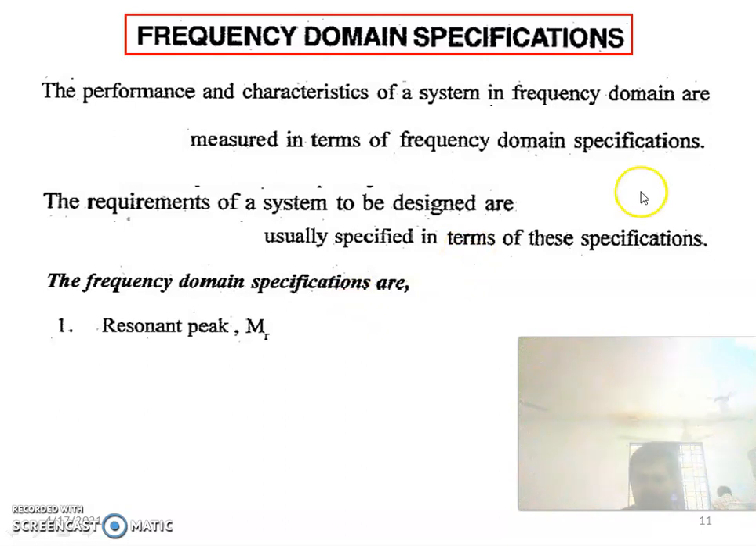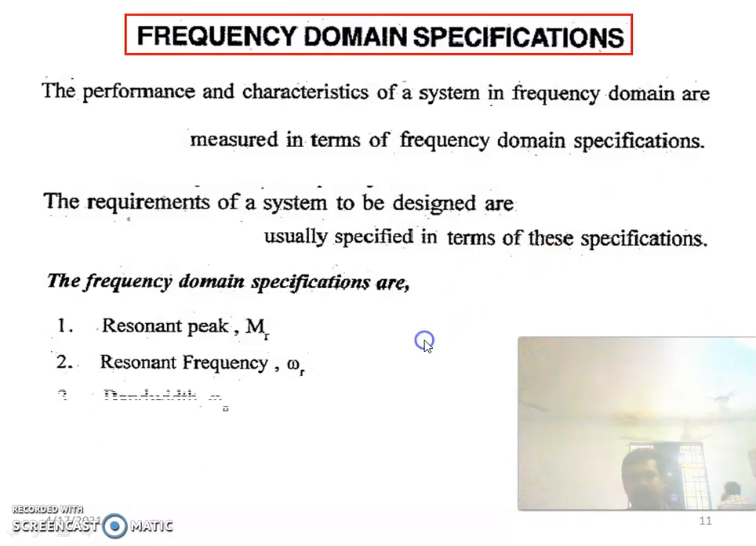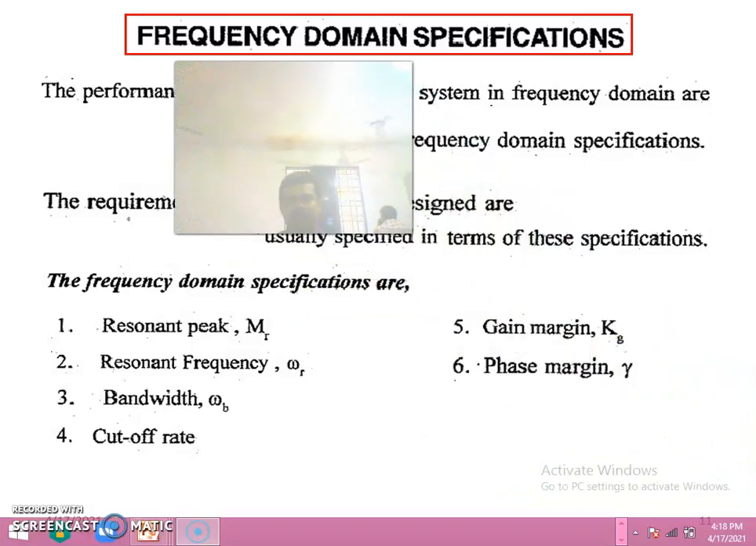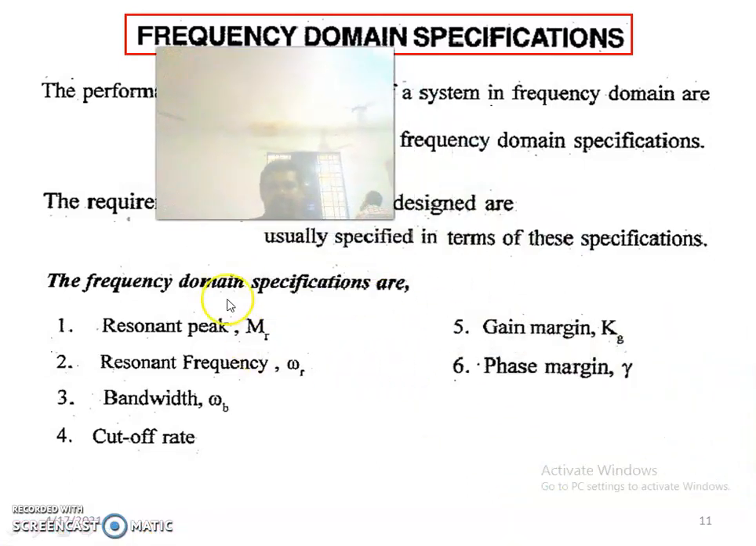The frequency domain specifications are: first one resonant peak, second one resonant frequency, third one bandwidth, fourth one cutoff rate, fifth one gain margin, sixth one phase margin. These are the frequency domain specifications.